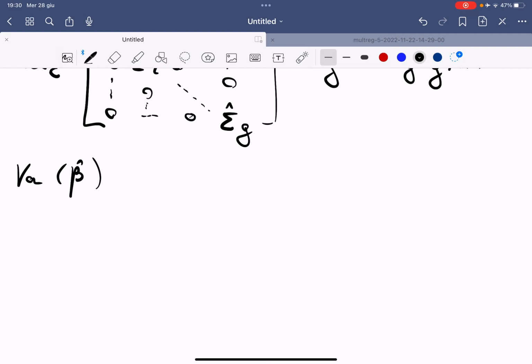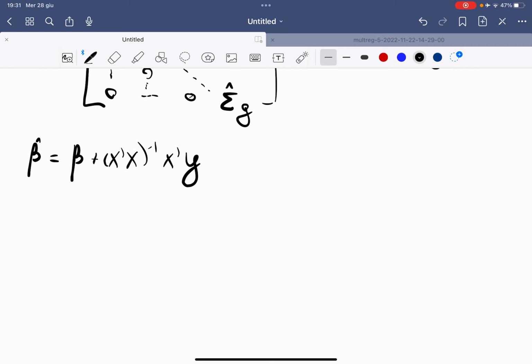So if we want to compute the variance of beta, then it will be as usual, we have to expand our beta. So we know that beta hat is equal to beta plus x transposed x inverse times x transposed u.